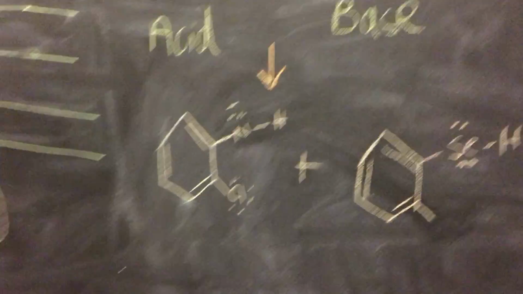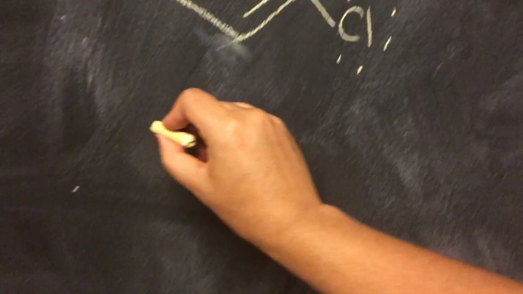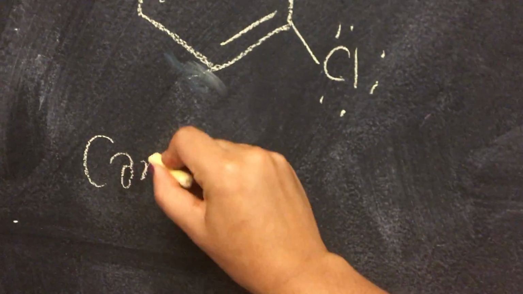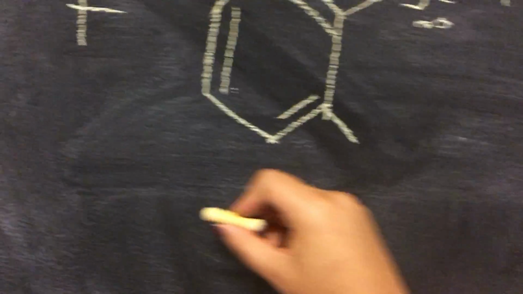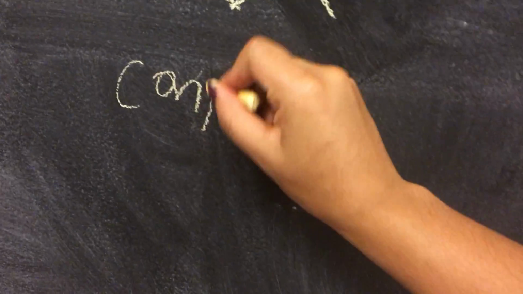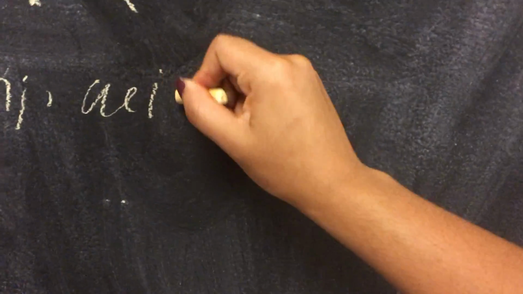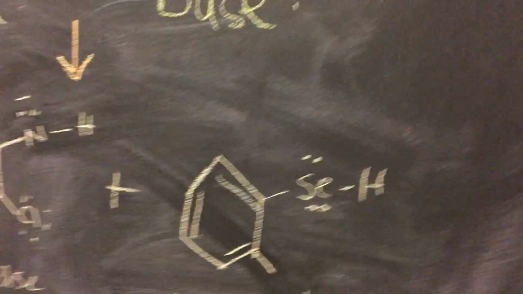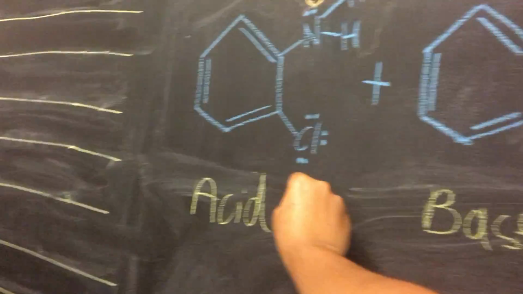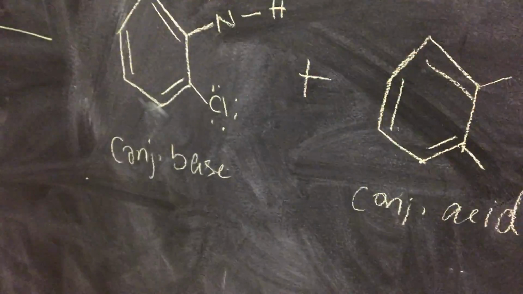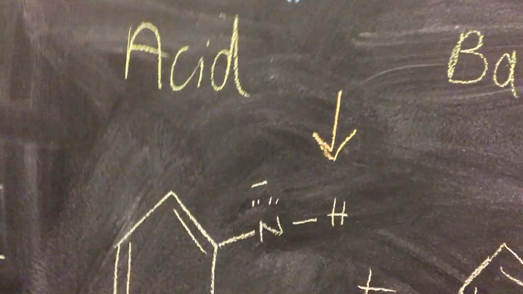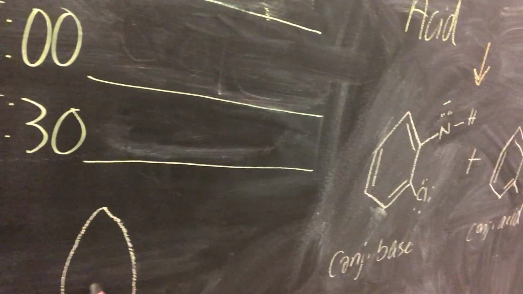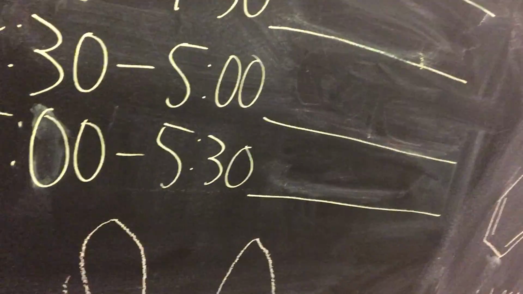And then we can draw in the names. So this one's going to be a conjugate base. This is going to be the conjugate acid, because since we know this is the base, this one has to be the conjugate acid, and then this is the acid, so this one has to be the conjugate base. And now we have to identify the strong acid, strong base, weak acid, weak base.